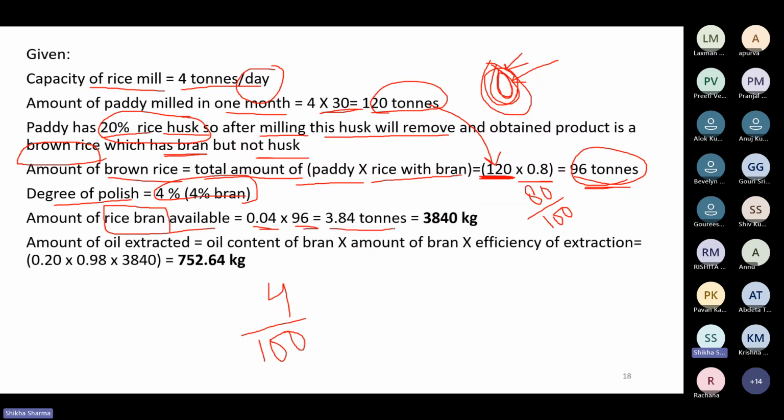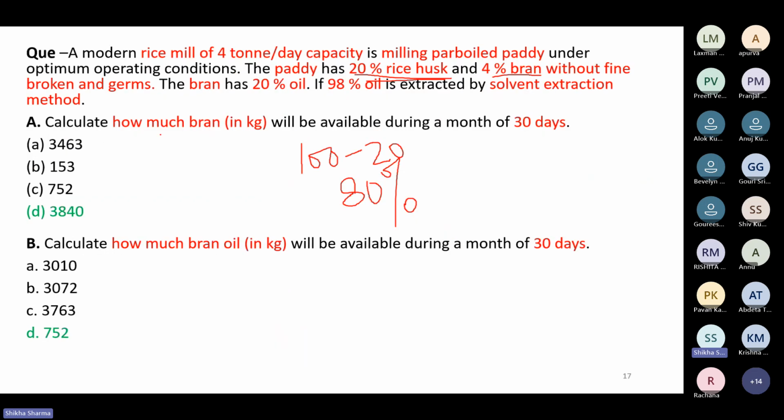So 96 into 0.04 is 3.84 tons, which is 3,840 kgs. So this much amount of the rice bran per month is produced. So how much bran in 30 days is 3,840 kg, option D.